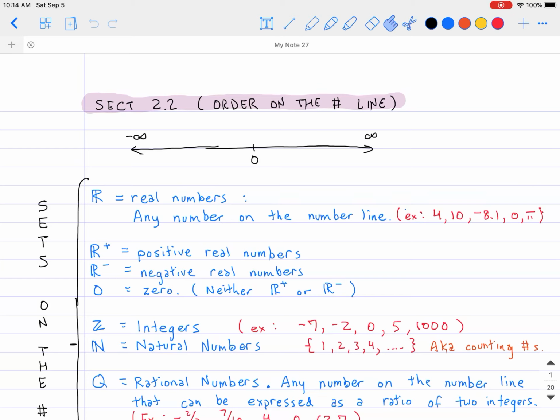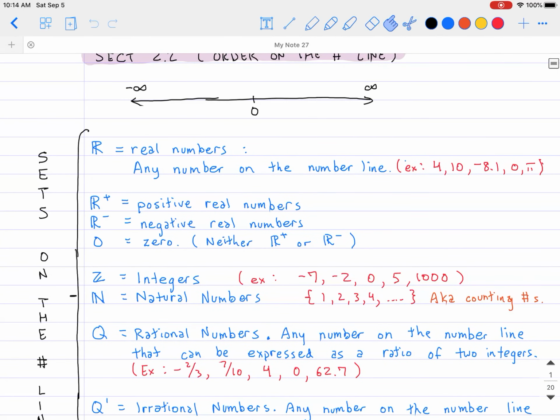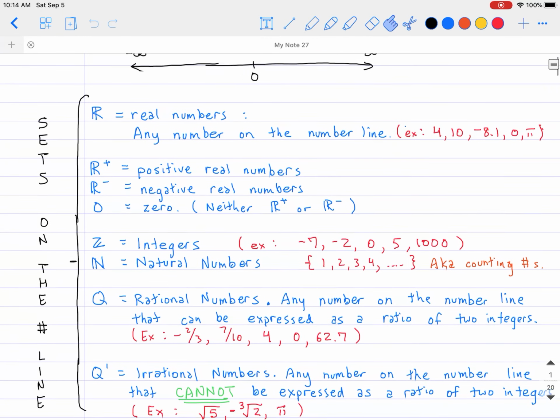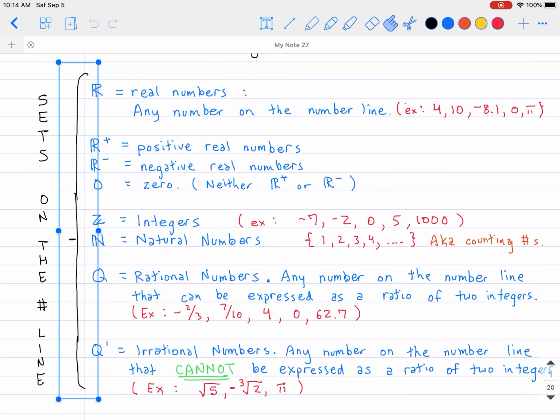So the first thing we're going to talk about are the numbers that are on the number lines and the sets of numbers that are going to represent them. So over here, you can see my generic picture of a number line that goes from negative infinity to positive infinity. And underneath it, these are all the sets that are inside the number line then.